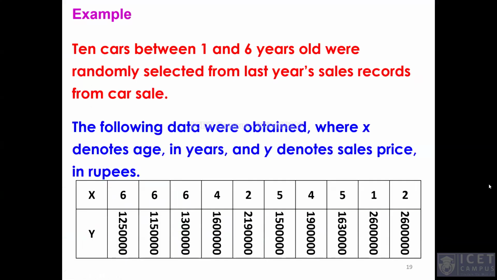Right, this is the example. Ten cars between 1 and 6 years old were randomly selected from last year's sales records of a car sale. The following data were obtained, where X denotes the age in years and Y denotes the sales price in rupees.